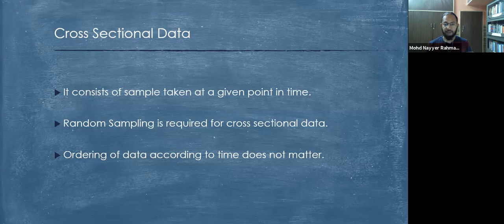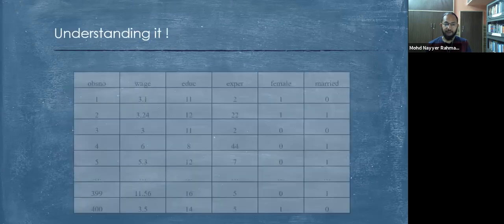So time should not be restricted to a moment. It can be a month, it can be a year, it can be more than a year. But if there is no repetition of these observations or sampling units, then it is cross-sectional data. If there is repetition, then it is not. So we have an example of it, to see how we can understand.